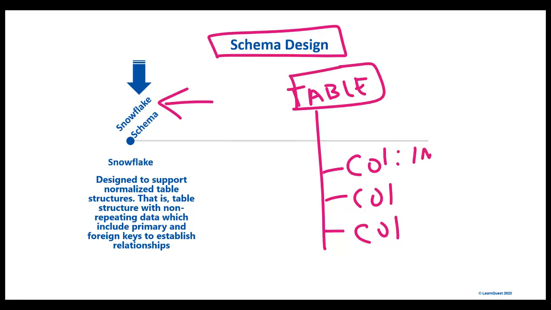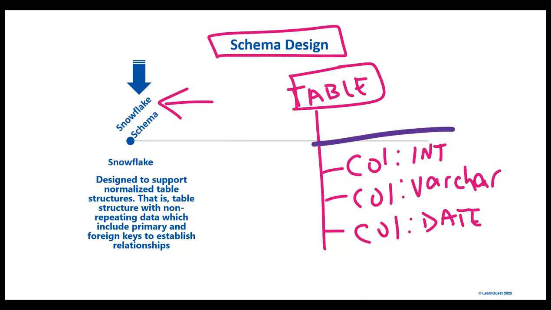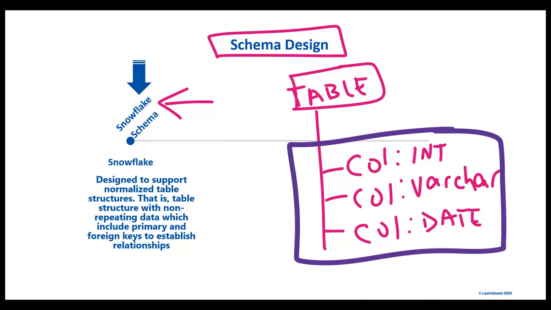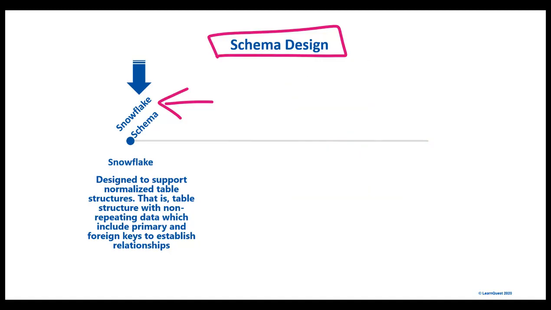Like, for example, this is an integer, let's say, and this is a variable length character, let's say, and this is a date, let's say. Right? This right over here makes up the schema. Okay? So if I said a table schema, I'm referring to the names of the columns and their data types. So when we talk about schema design, we're really talking about the fact that how those tables are put together, if you will, in a relationship.